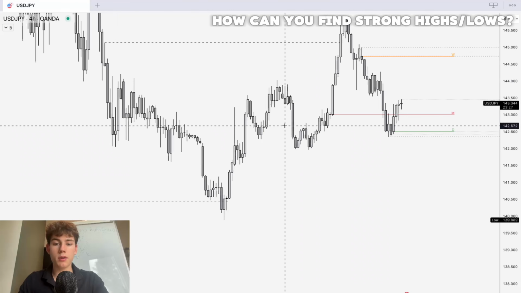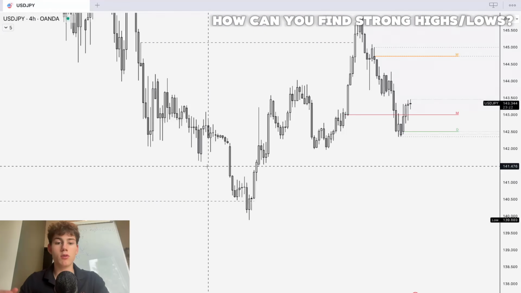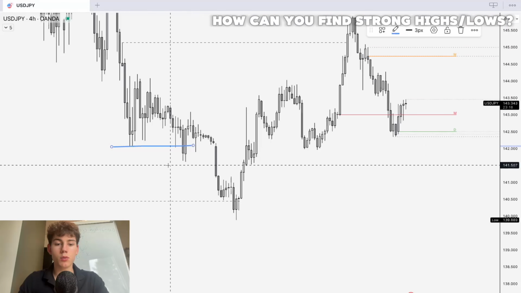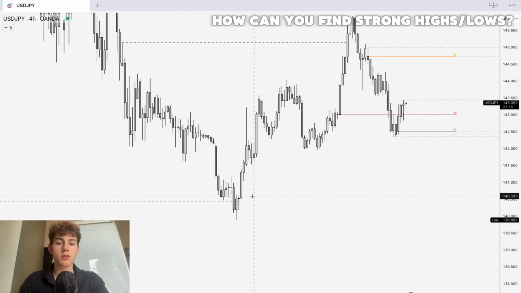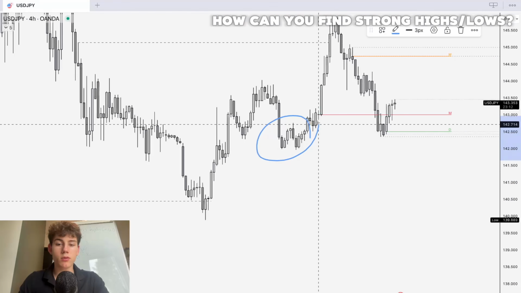Because what could happen is that possibly price just fails or just breaks down lower again and again and again. As you can see over here, for example, we keep on breaking the lows. So how do you know that we're actually going to reverse? Well, here is a great example.